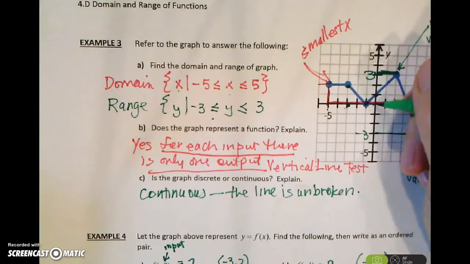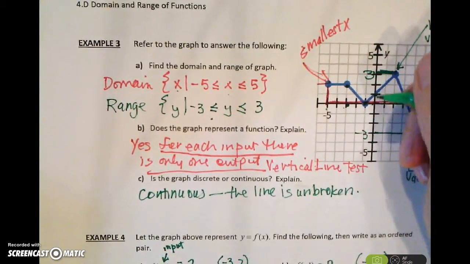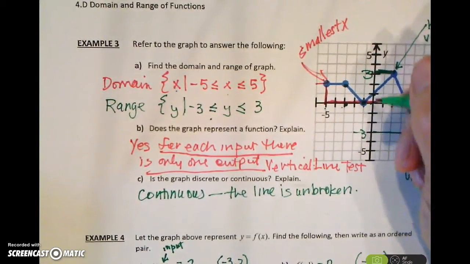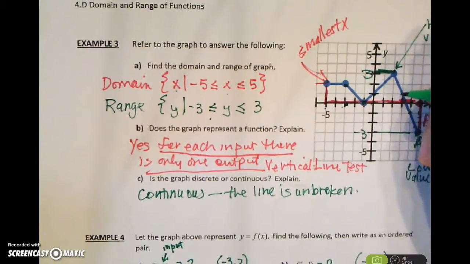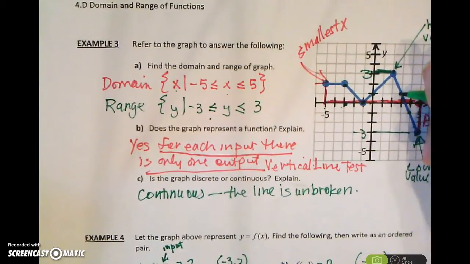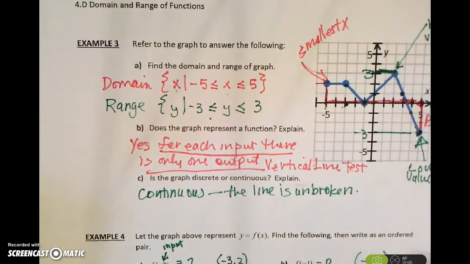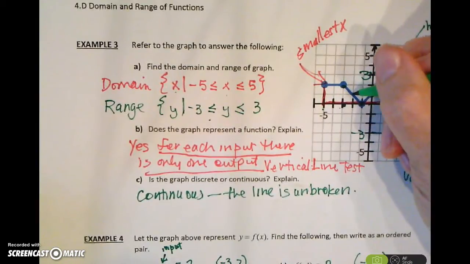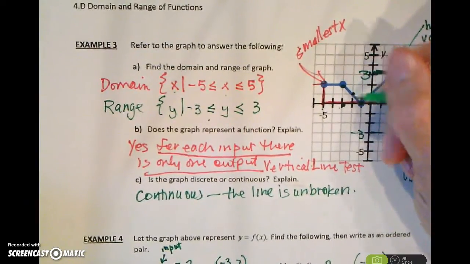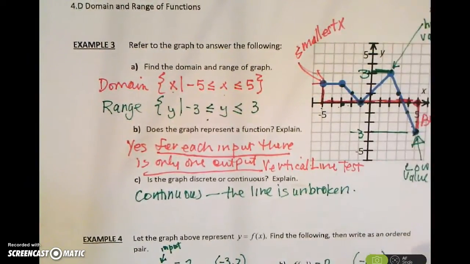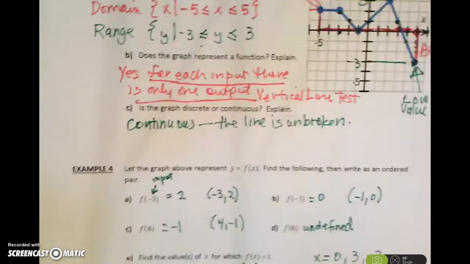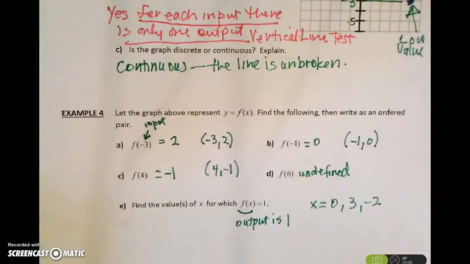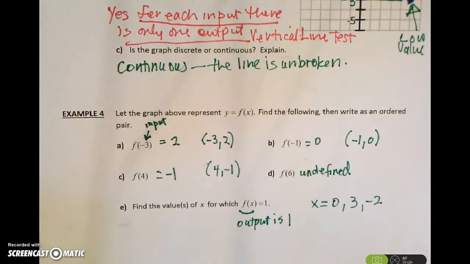So remember that the inputs are the left and the right. So with an output of 1, there was an input of 0. Looks like it happens also right here. So with an output of 1, there was an input of 3. And it looks like it also happens right here. So an output of 1 happens when we input -2 as well. So there are 3 different answers: 0, 3, and -2.